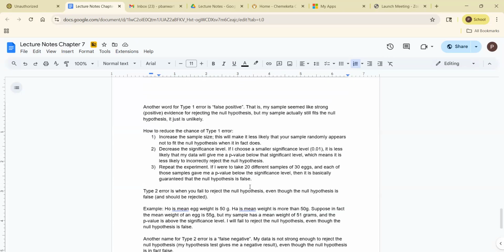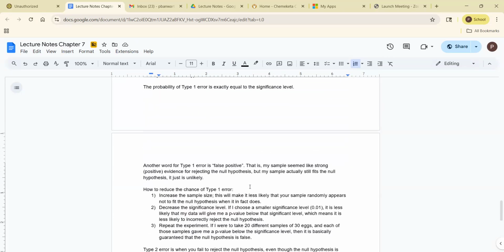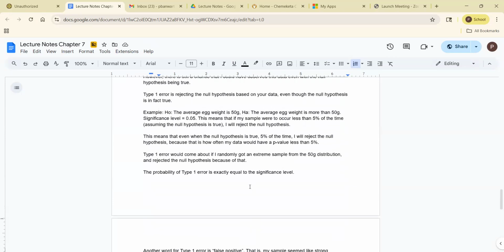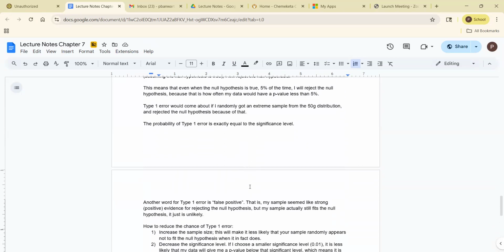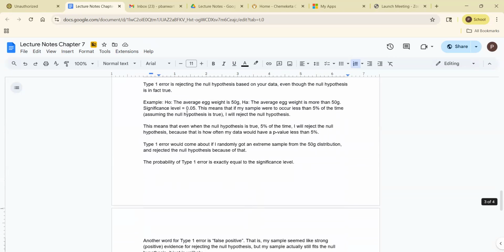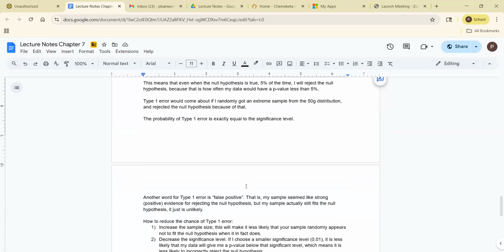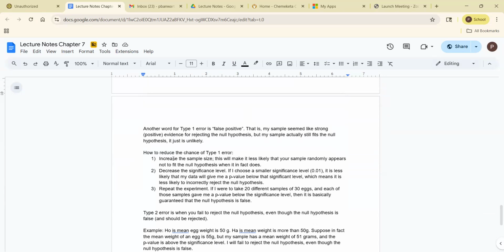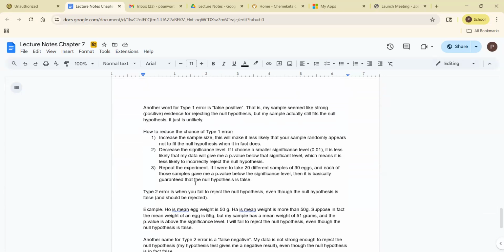Type 1 and type 2 error always exist in a hypothesis test. Over time, the choice of using a significance level of 0.05 has become the standard because it balances the probability of type 1 and type 2 error. And rather than changing the significance level, it's just recommended to increase your sample size as the first step, and as a second step, to repeat experiments.